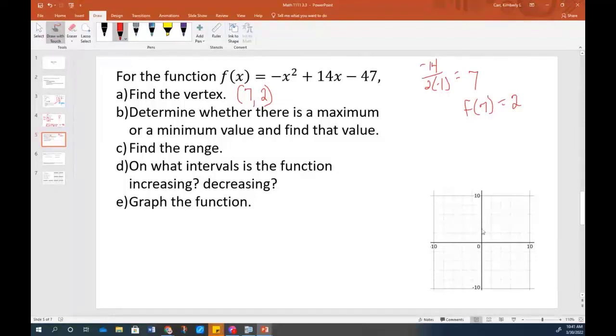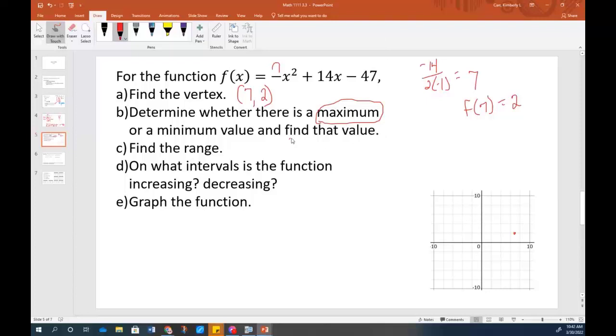So if I were going to put that over here, let me just go ahead and put the vertex on. 7, 2. 2, 4, 6, 7, and then 2. It's going to be about right there. Now, is this a maximum or a minimum? I want to go back here and look at a. Because this is negative, I know it's opening down. And since it's opening down, that's a maximum, okay, because that's a high value.